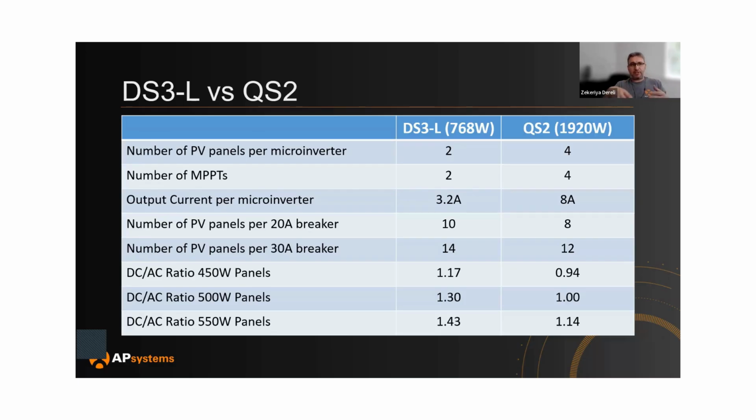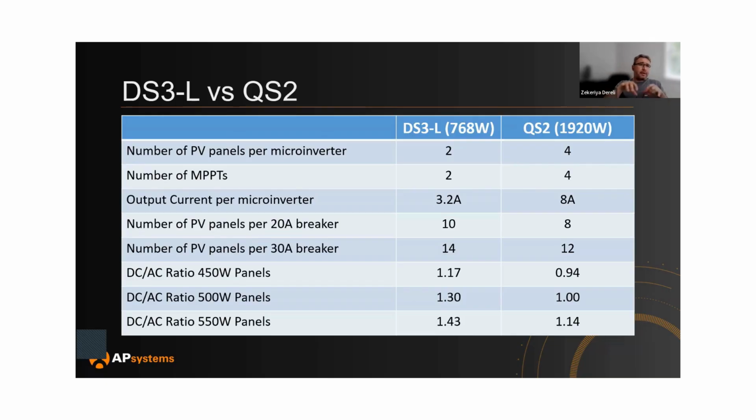Output current is obviously much higher because of the higher output power, 3.2 amps on the DS3L, but 8 amps on the QS2. How many PV modules? If you want to think about trunk cable and breaker and how many modules you can fit, it is 10 modules per 20 amp breaker on the DS3L. With QS2, it is 8. And the number of PV panels under a 30 amp breaker: if you go with DS3L, you get 14. With QS2, it is 12.